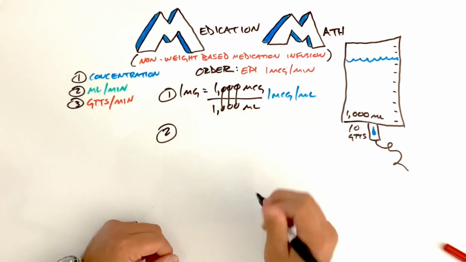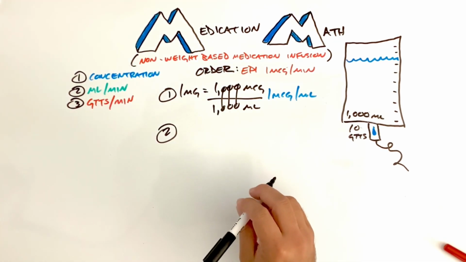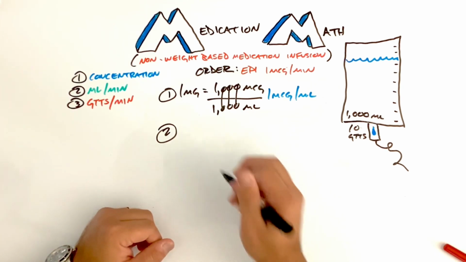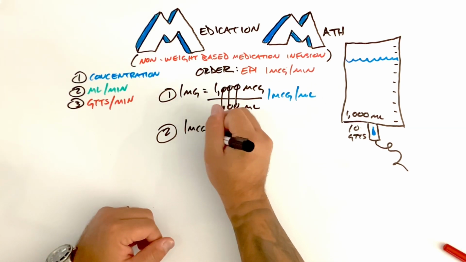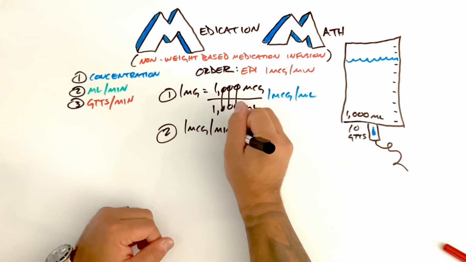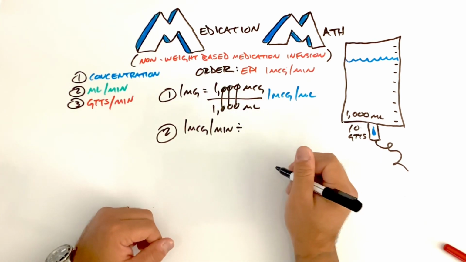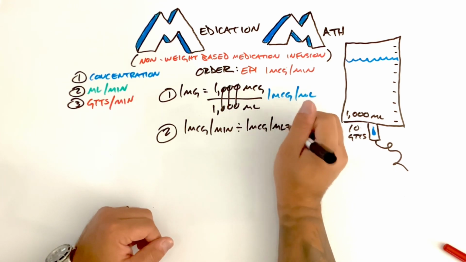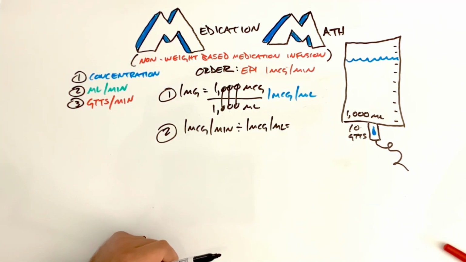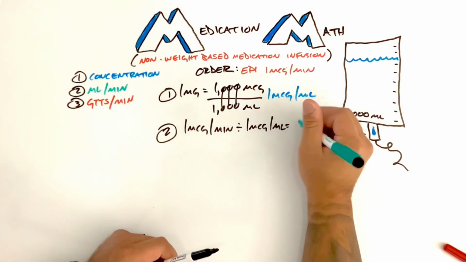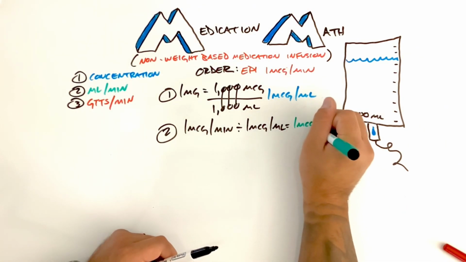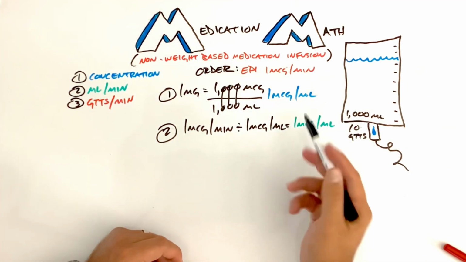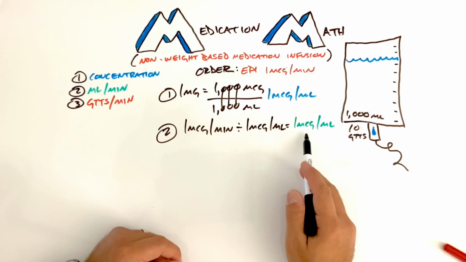So now that we have our concentration, let's look at our mLs per minute. Anytime we want mLs per minute, we are going to take our desired dose, which is 1 microgram per minute, and divide by the concentration, which is 1 microgram per ml. 1 mic divided by 1 mic is going to be 1. So our rate is 1 ml per minute. Pretty simple.